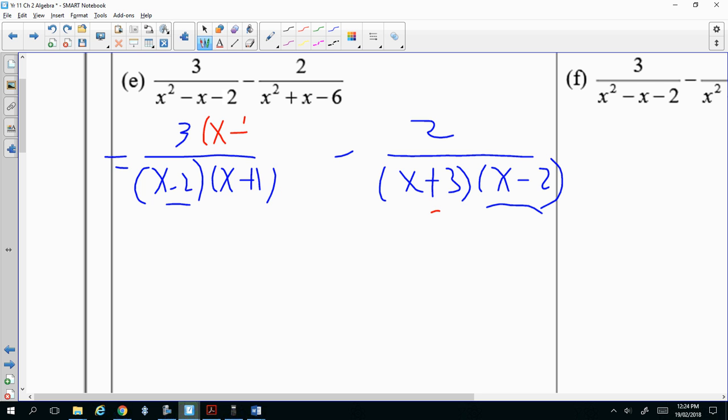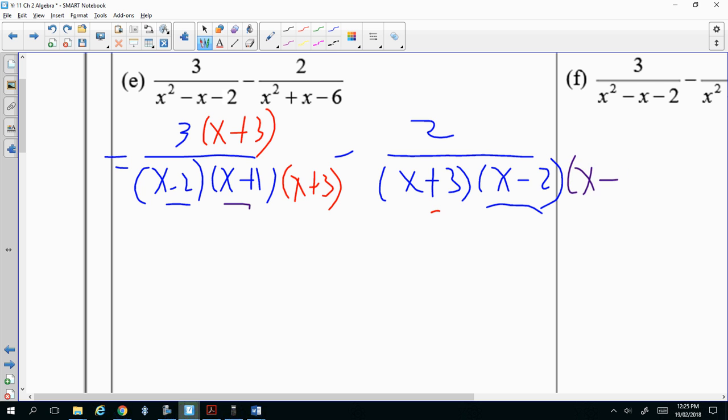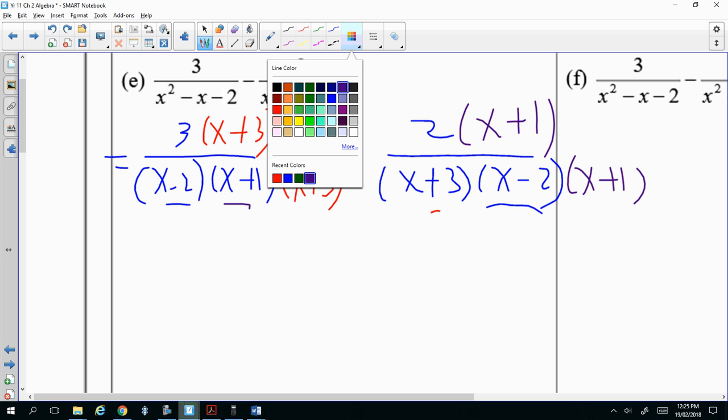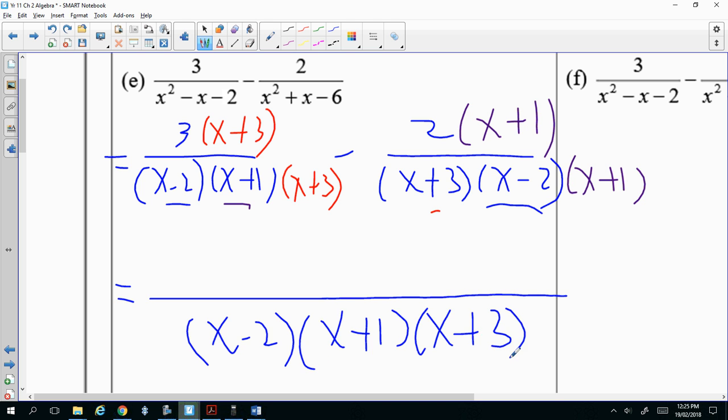And you compare the denominator of the first fraction with the second. In this case, x plus 1 is missing. So you give x plus 1 to the second fraction. Now can you see they have the same denominator? So once you've got the same denominator, you write it as a common denominator: x minus 2, x plus 1, x plus 3. And the top bit, you write it again, and you're going to expand and simplify. Okay, have a try. Simplifying this.